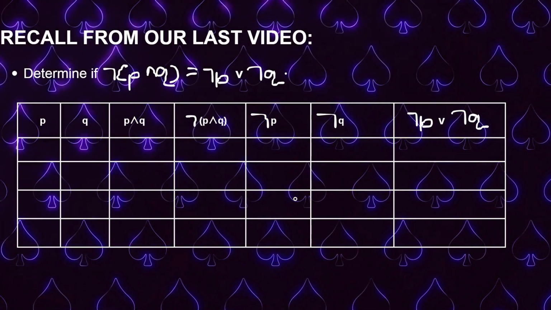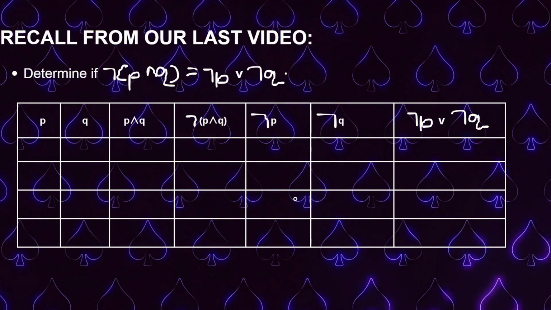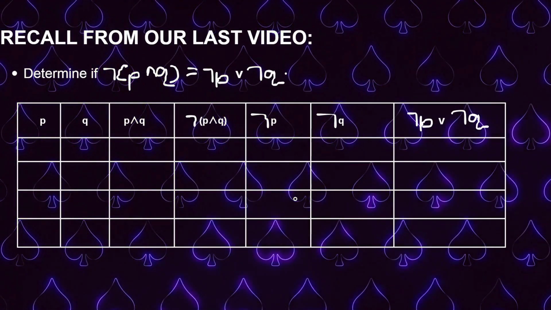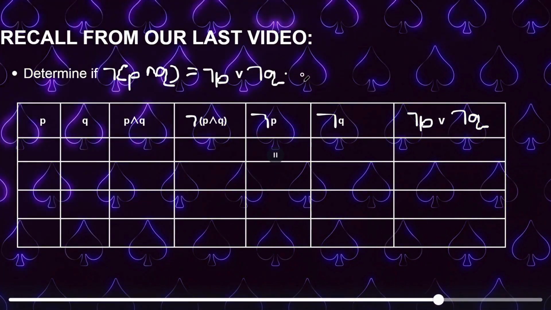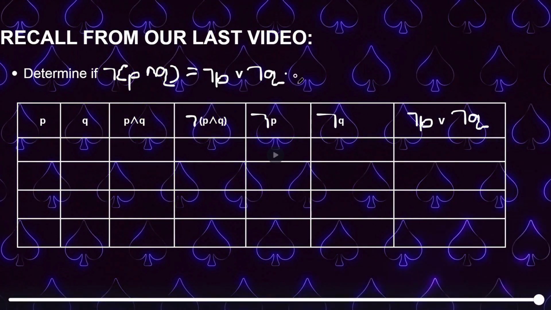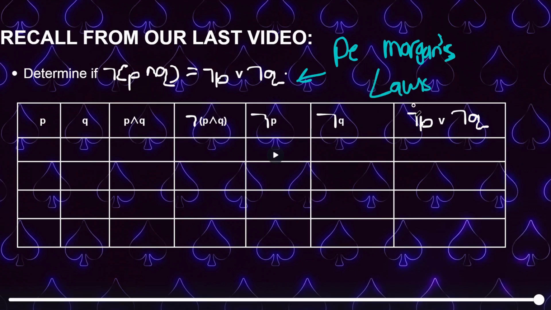Recall from our last video. Here is a question: determine whether not (P and Q) is equivalent to not P or not Q. This is called De Morgan's law. Let's fill it in the truth table.